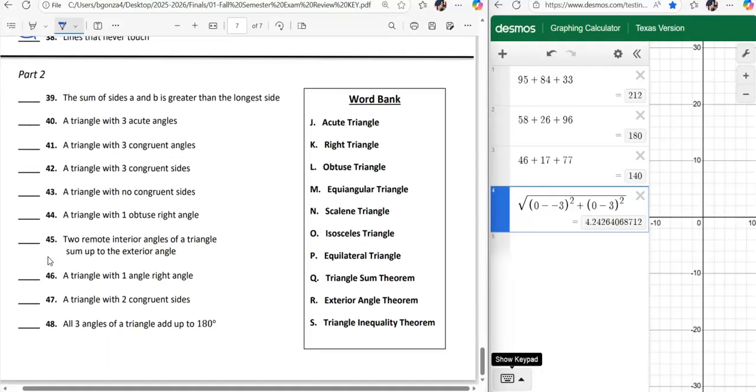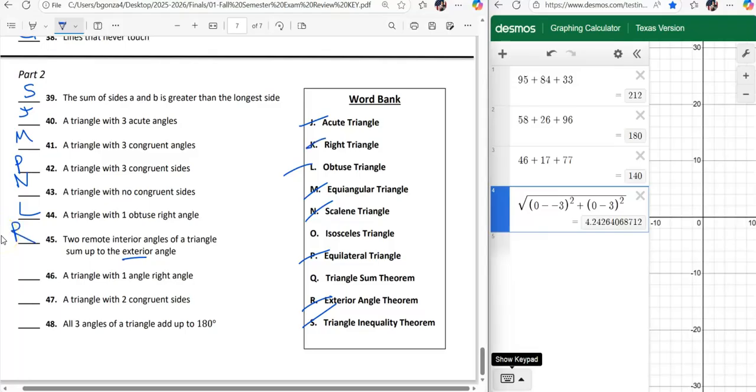All right. The sum of sides A and B is greater than the longest side. That is not the triangle sum theorem. Okay. Triangle inequality. A triangle with three acute angles is an acute triangle. Three congruent angles is equiangular. Three congruent sides is equilateral. No congruent sides is scalene. One obtuse angle is an obtuse triangle. Two remote interior angles add up to the exterior angle is the exterior angle theorem.